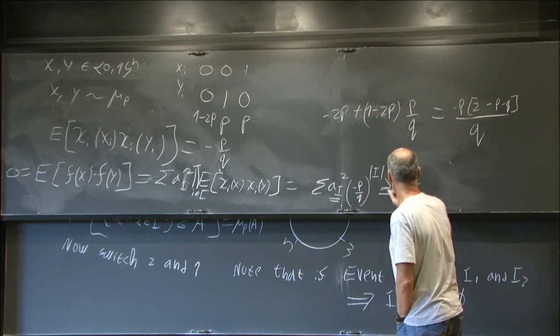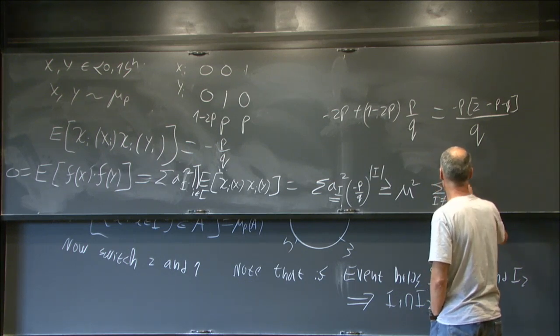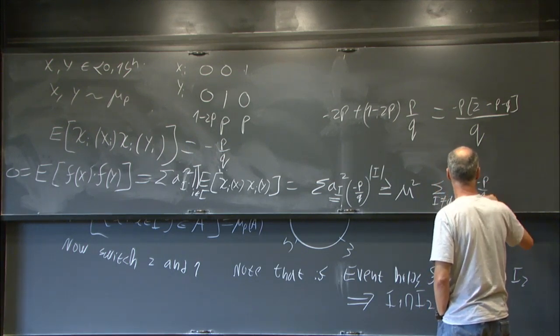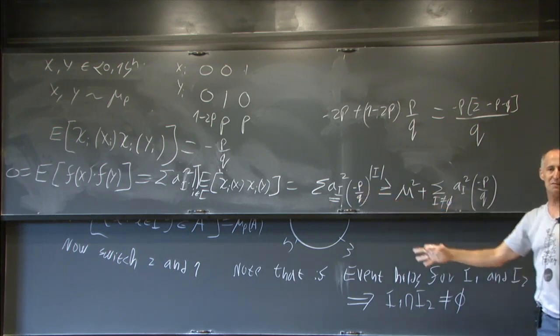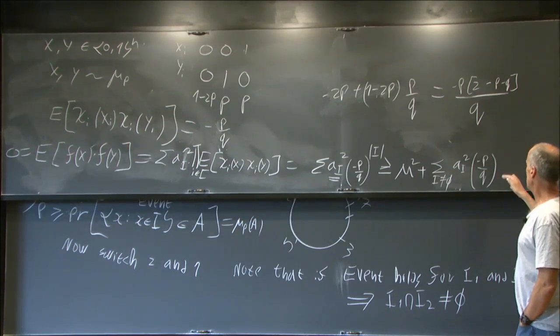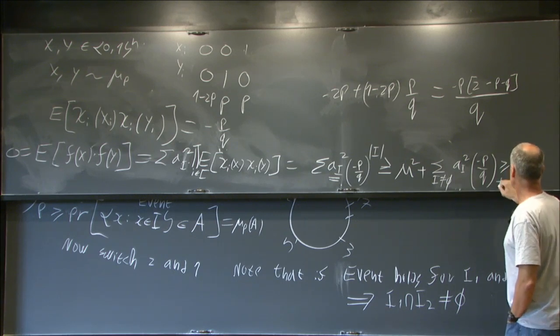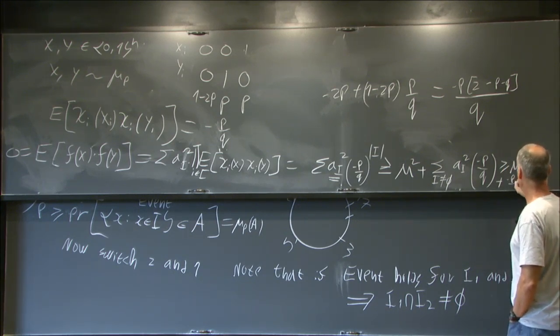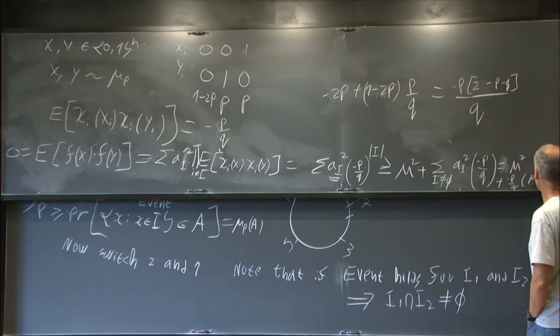Let me write down what I mean. This is greater than the sum over non-empty I of a_I squared times minus p over q. Right? Because what I have here is some power of minus p over q. If it's an even power, it's positive. If it's an odd power, it's closer to 0. So this is definitely true. And this is greater or equal to mu squared minus p over q times mu minus mu squared.